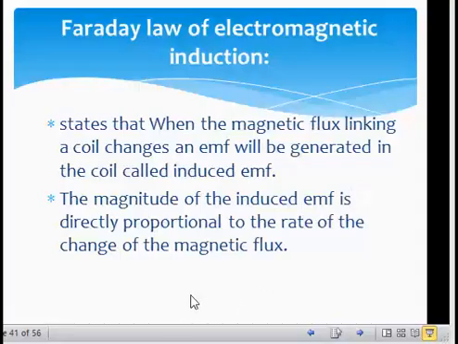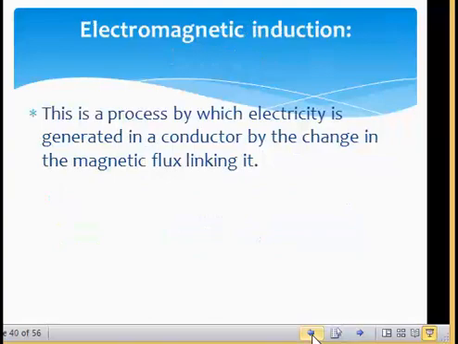Hello, you're welcome. All right, so now before us is the topic we're going to be treating in this tutorial, and that is electromagnetic induction. So what's electromagnetic induction? Electromagnetic induction is defined as a process by which electricity is generated in a conductor by the change in the magnetic flux linking the conductor.